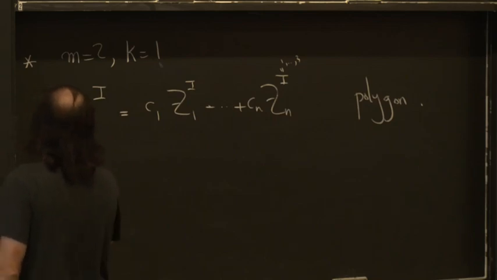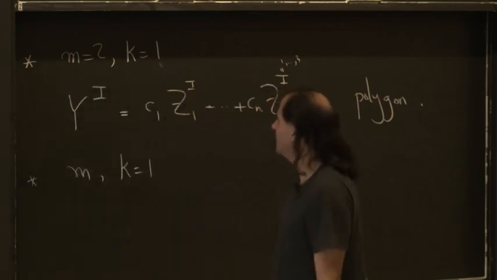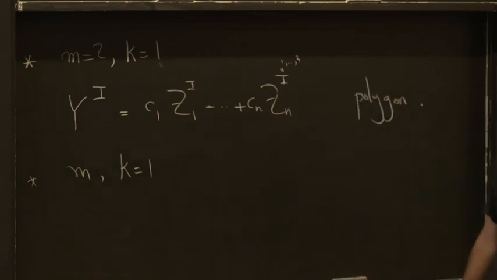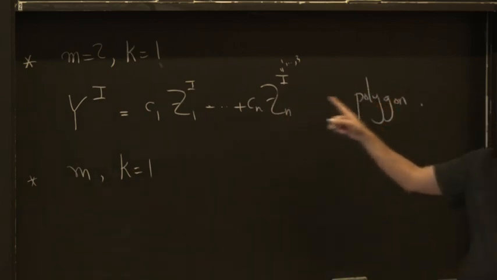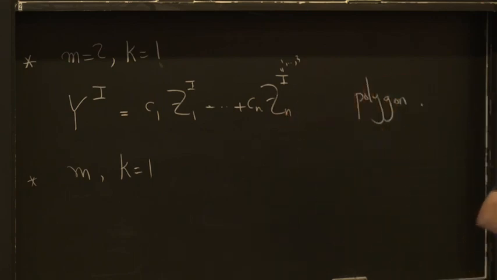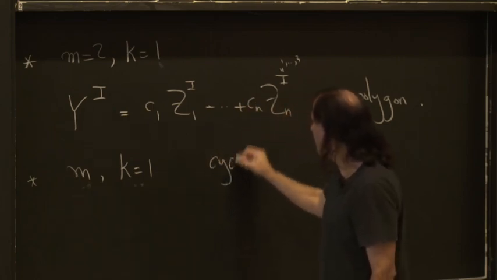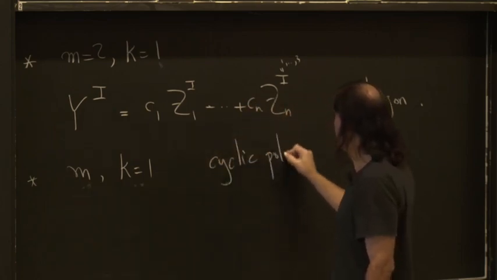So m equals 2, k equals 1 is the polygon that we just talked about. In fact, for any m and k equals 1, it's exactly the same story. But now the z's have to be positive. And if you remember, the polytope that we get out of the convex hull of a bunch of points where the minors are all positive was the definition of the cyclic polytope. So for k equals 1 and any m, we get a polytope, and it's a cyclic polytope.